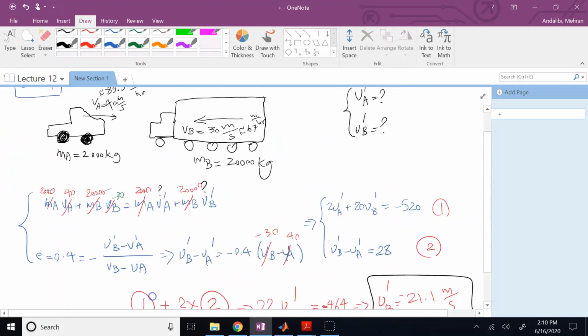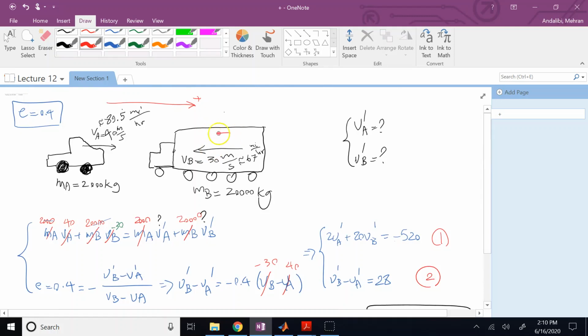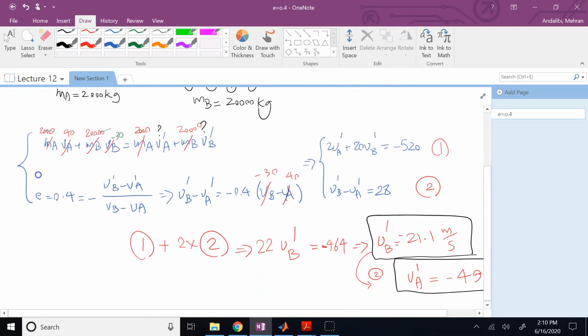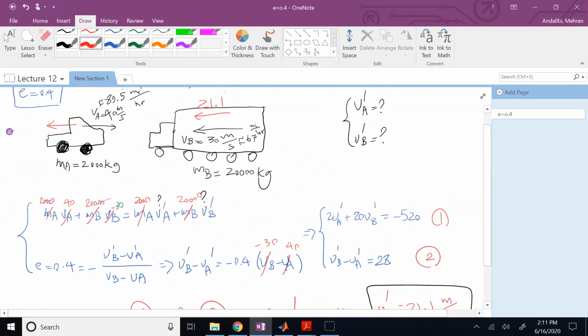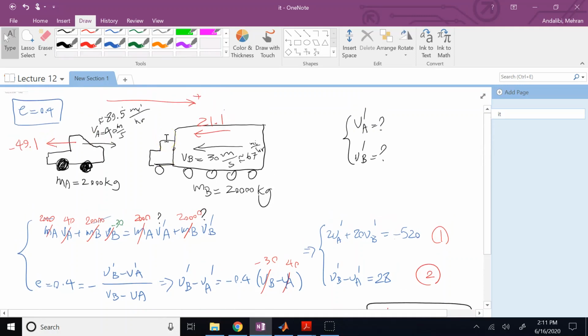So look at what happens. This guy that was 30 now goes to 21.1 and still negative, which means to the left. This guy that was positive 40 now goes to negative 49. Yeah, so that shows you an important lesson. Never mess up with the semi, because the semi just goes from 30 to 21. Although it is hitting a truck, a big truck which is moving very fast, it's no match for the semi, okay? It just goes from 30 to 21, but the truck goes from positive 40 to negative 49.